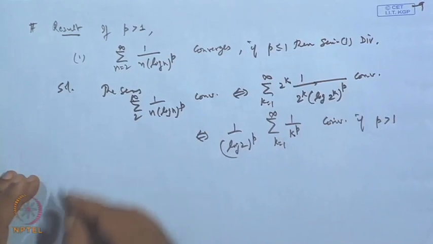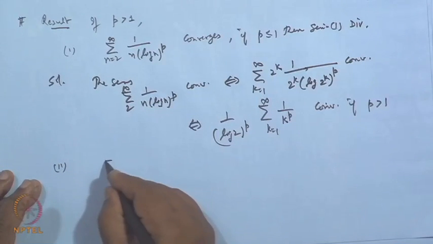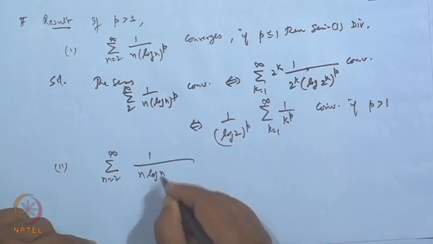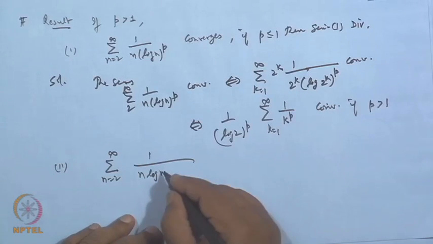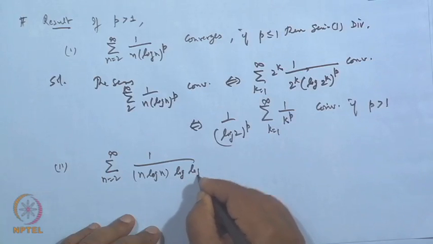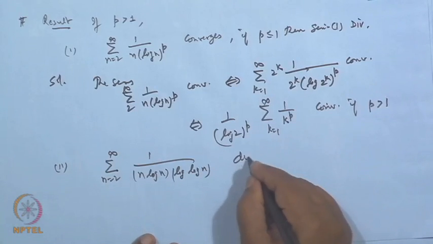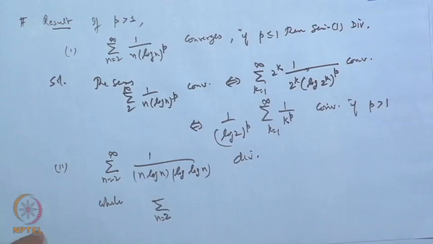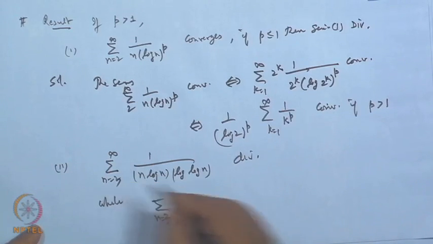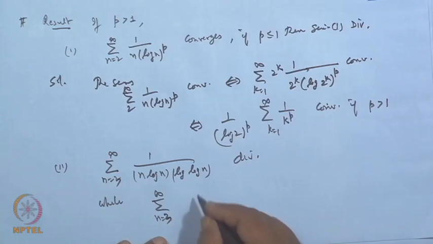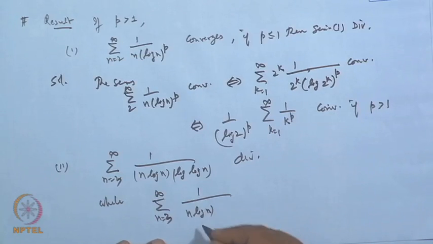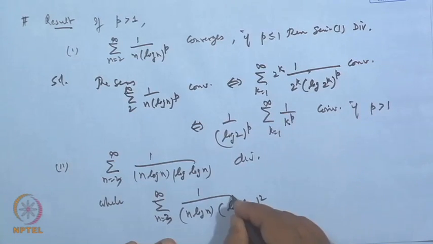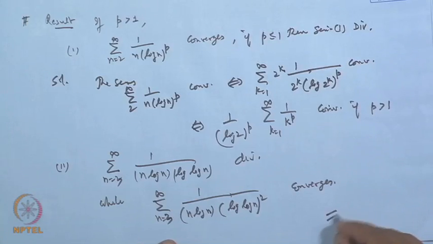This converges, but this is equivalent to what? Is it not the same as 1 by (log 2) to the power p times sigma of 1 by k to the power p, when k is 1 to infinity, and this series is convergent if p is greater than 1, because this is the p-series test. So, this series converges. Similarly, if I take the second part, the series sigma n is equal to 2 to infinity 1 over n log n into log log n, this diverges, while the series sigma n is 3 to infinity, because n should start from 3, 1 by n log n (log log n) to the power 2 converges, and the reason is the same as above.